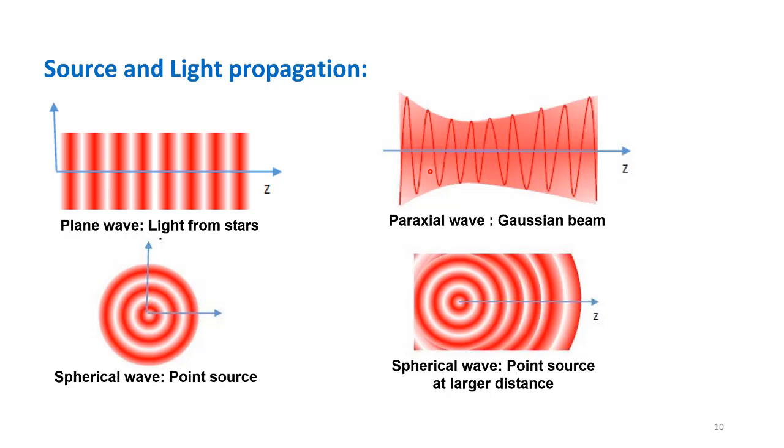And if it is in a Gaussian form, that is a paraxial wave. So these are again different sources, like different propagation. Then if we have a point source, that will give us a spherical wave. Suppose there is a bulb at the center, and it is producing the light. That is in a spherical wave form. And if the point source is situated at a very large distance, then it will again give us a spherical wave at a large distance, so the diameter of the ring will be large.